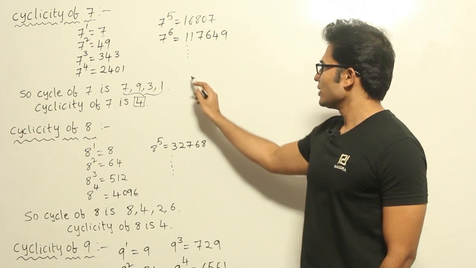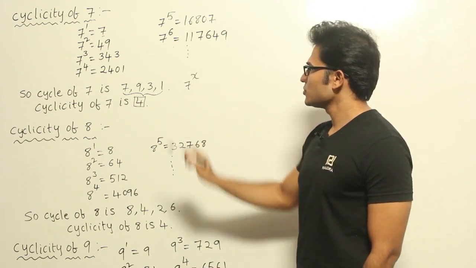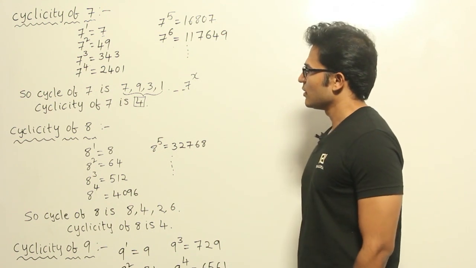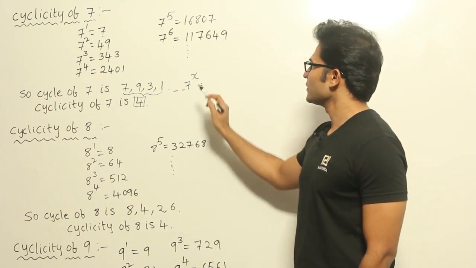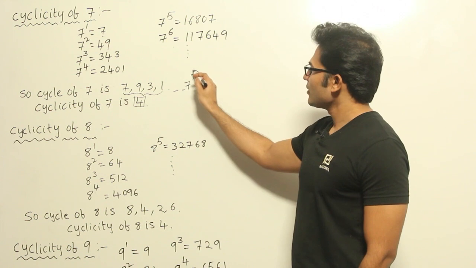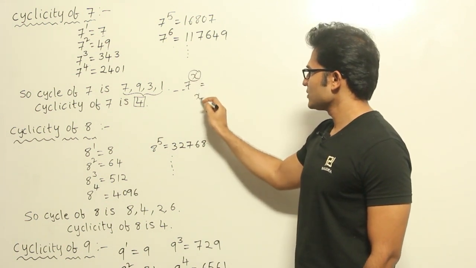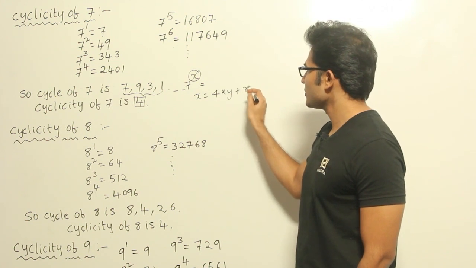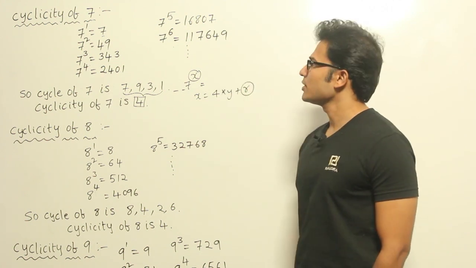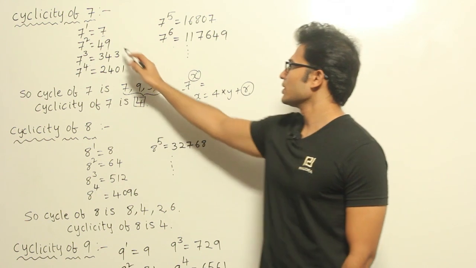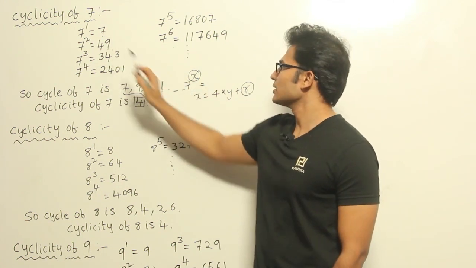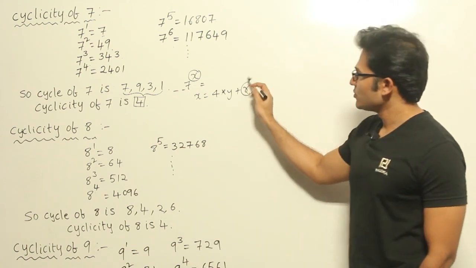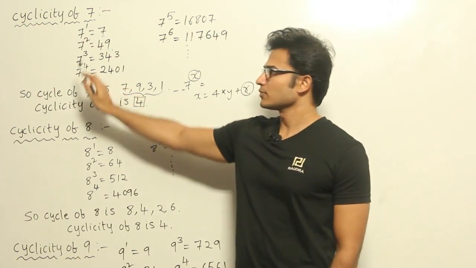One thing is, if you know that the cyclicity of 7 is 4, and any power is given and you are asked for the units place, there can be any number of digits, then what you could do is write x as 4 into y plus some remainder. Now depending on the remainder you can take it. If remainder equal to 1 you can take 7, if remainder equal to 2 you can take 9, if remainder equal to 3 you can take 3, and if remainder is equal to 0 you should take 4 here.